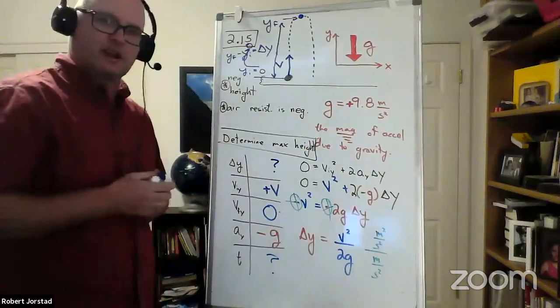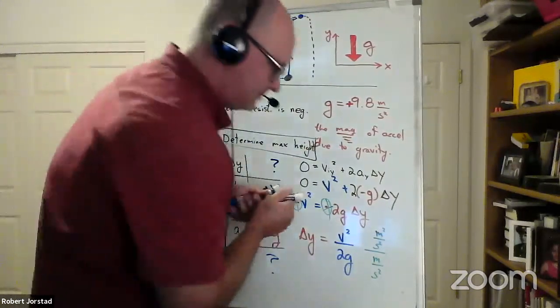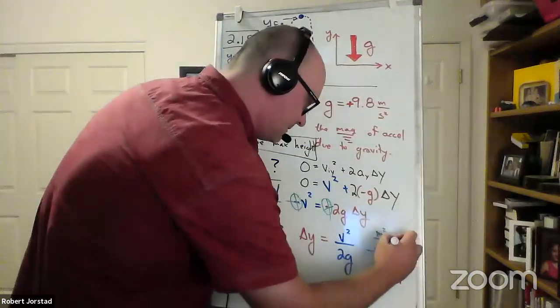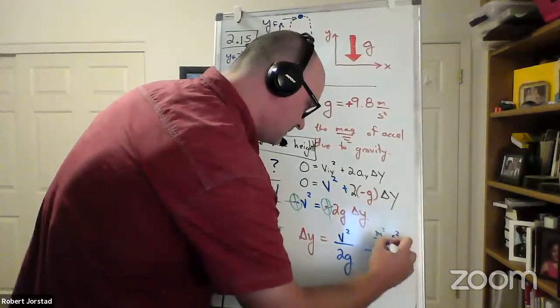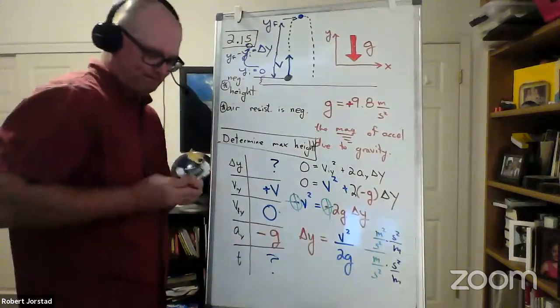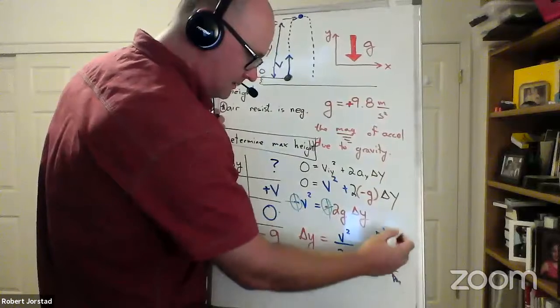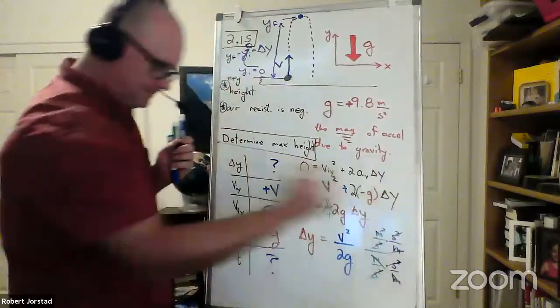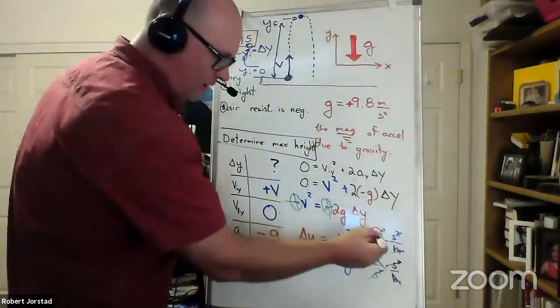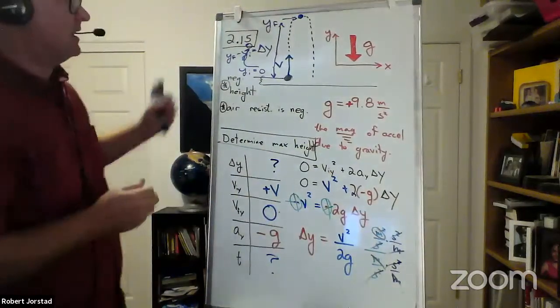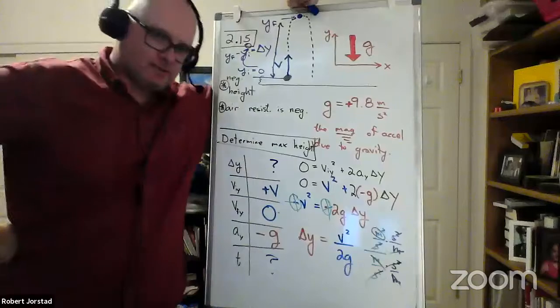And then don't try to do this in your head, people. Let the paper do the work. Meters. There's one M that didn't cancel. That's the correct units. What are some other ways we could check this result?